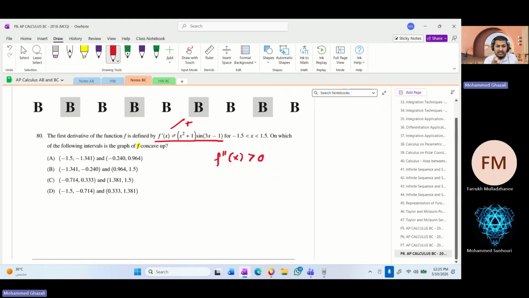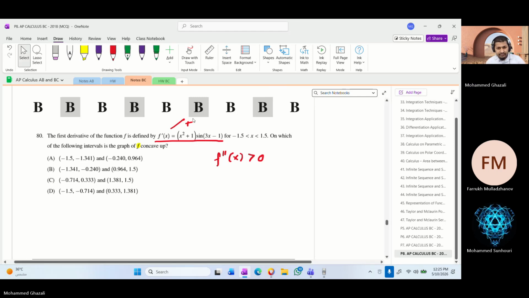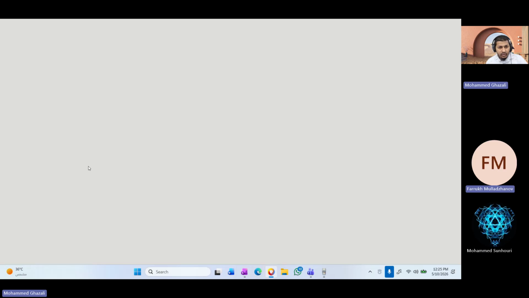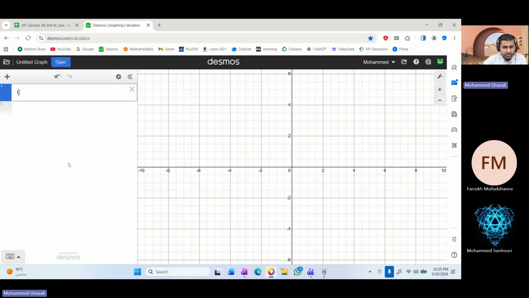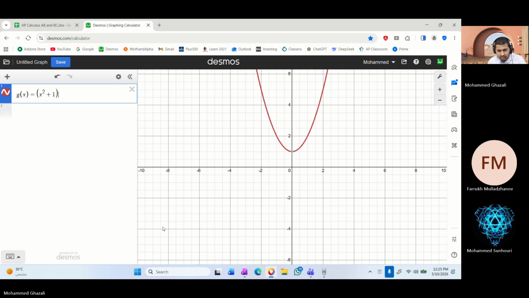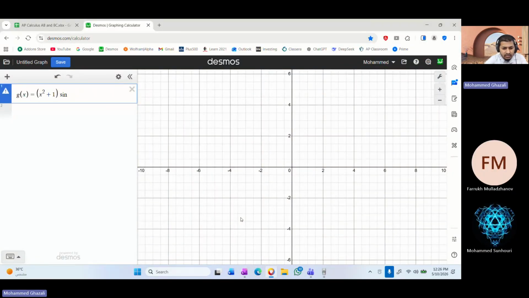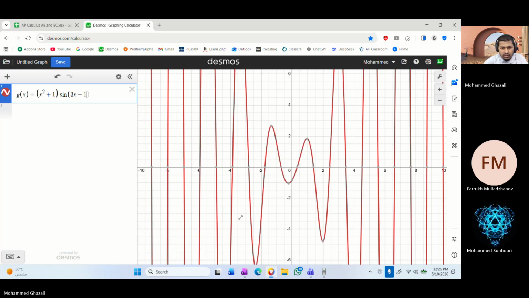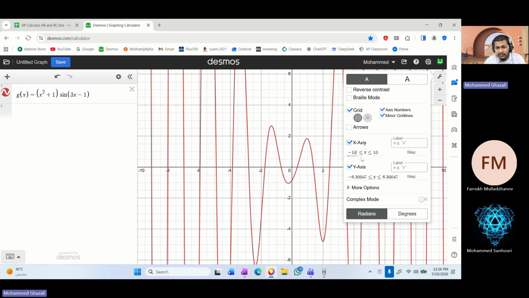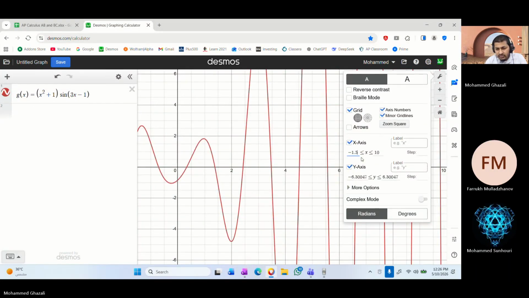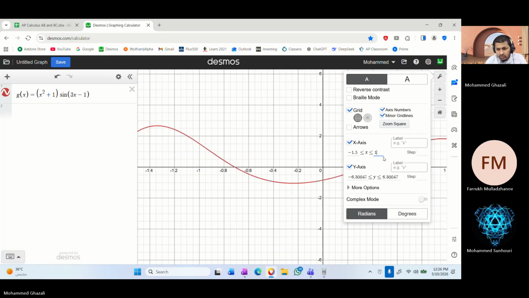No need to take the derivative. You have Desmos, so put it into Desmos and see where the graph is increasing. So we got f prime of x. Let's call it g of x, equal to x to the power 2 plus 1, times sine 3x minus 1. Now I need to change the settings here to negative 1.5 to 1.5.